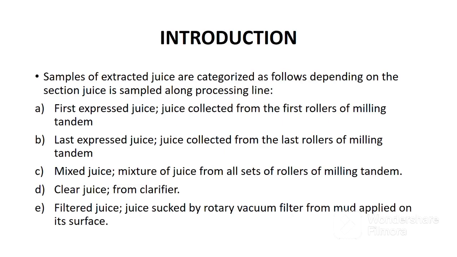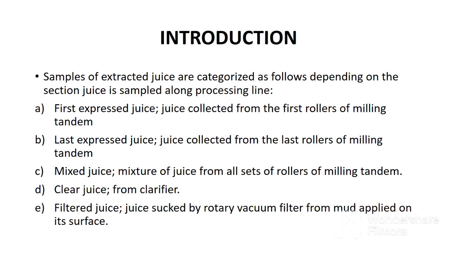Samples of extracted juice are categorized as follows depending on the section juice is sampled along processing line. The first sample is first expressed juice. This juice is collected from the first rollers of milling tandem. Next, we have last expressed juice. This juice is collected from the last rollers of milling tandem. Next, we have mixed juice. This is a mixture of juice from all sets of rollers of milling tandem.